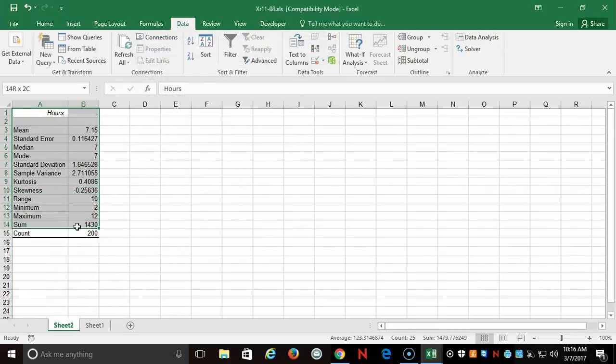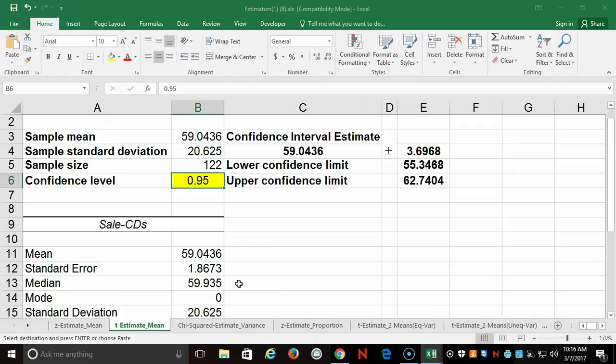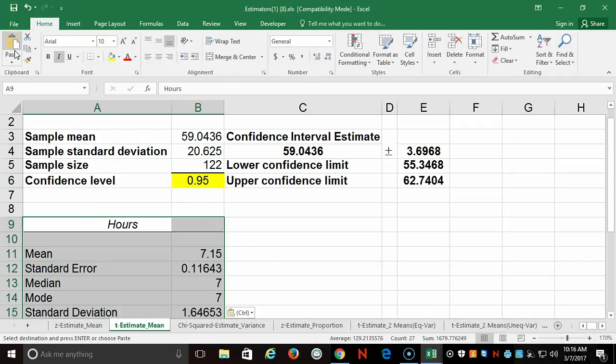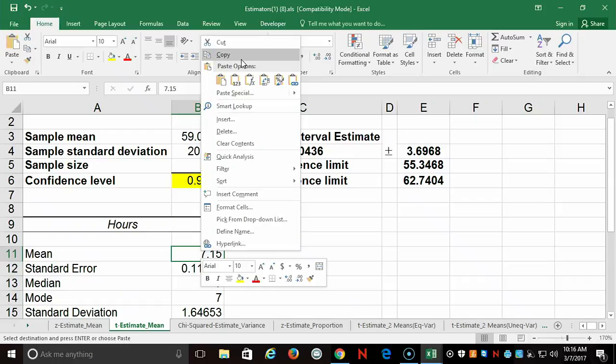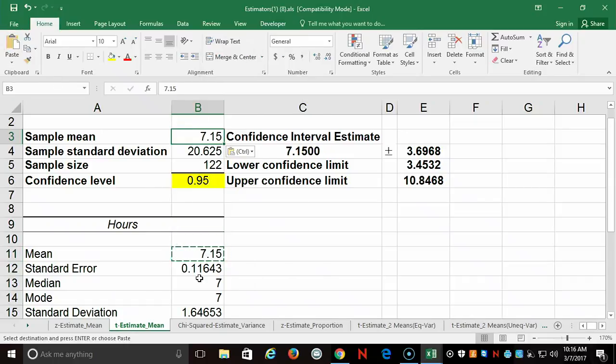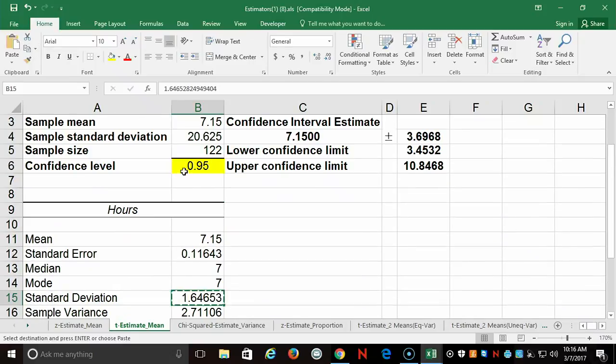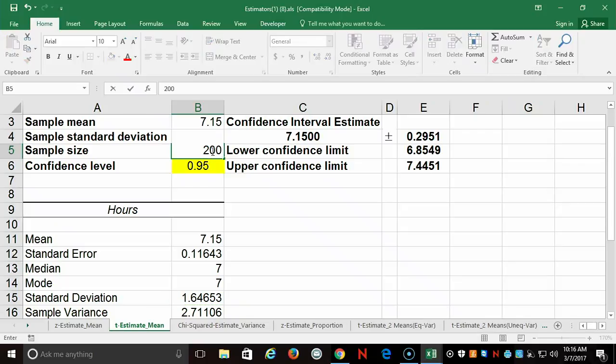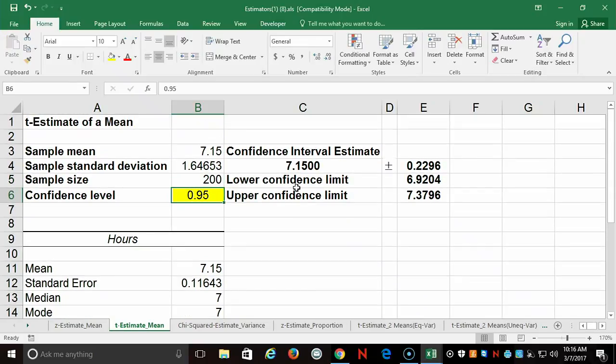It gives me back this little table. I'm just going to copy that information over to my estimator's workbook, the CD's one. So I'm going to copy the mean up to the sample mean, and the standard deviation to the sample standard deviation. The sample size, I believe, is 200. And it tells us now that I'm 95% confident that the average number of hours spent working by 15-year-olds at part-time jobs per week is somewhere between 6.92 hours and 7.38 hours. So very powerful stuff.